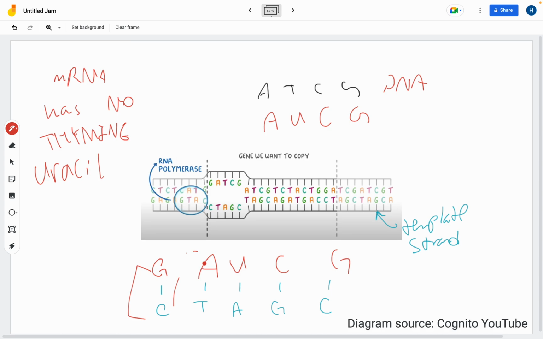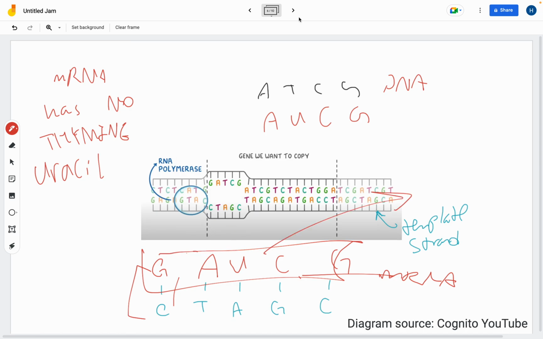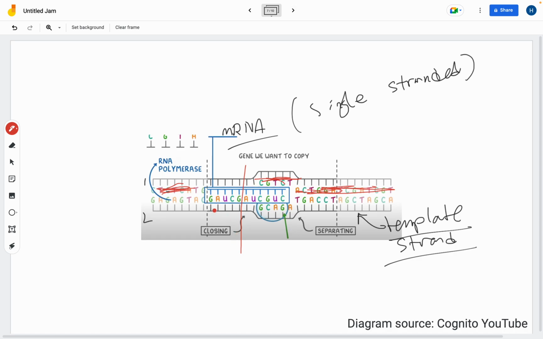That's essentially what transcription is. It's when we form the mRNA. And this is what we call the mRNA. And remember, it's single-stranded. So this is the thing that's going to get sent off out of the nucleus to the ribosome to be synthesized into proteins. So we're going to get this.